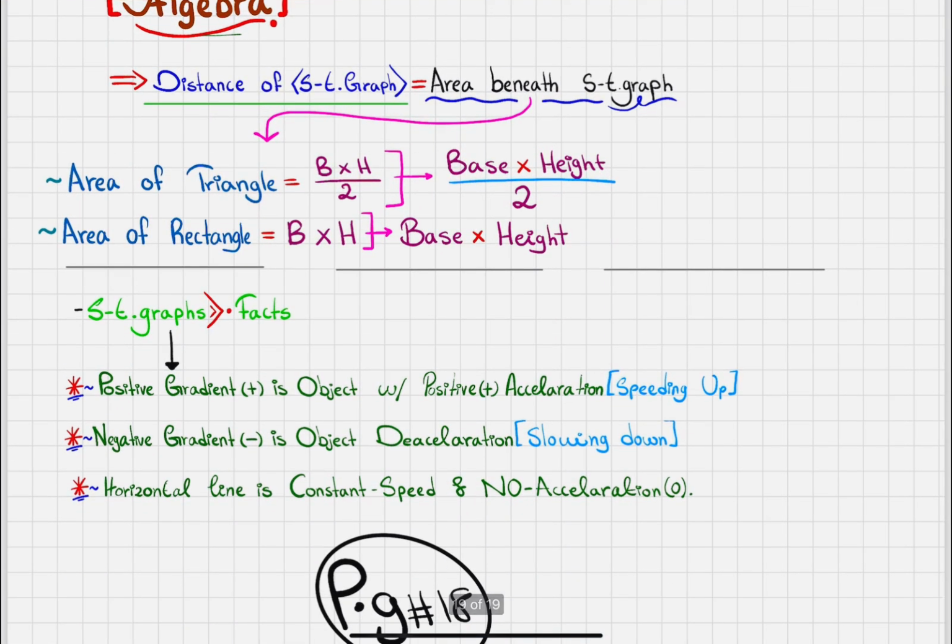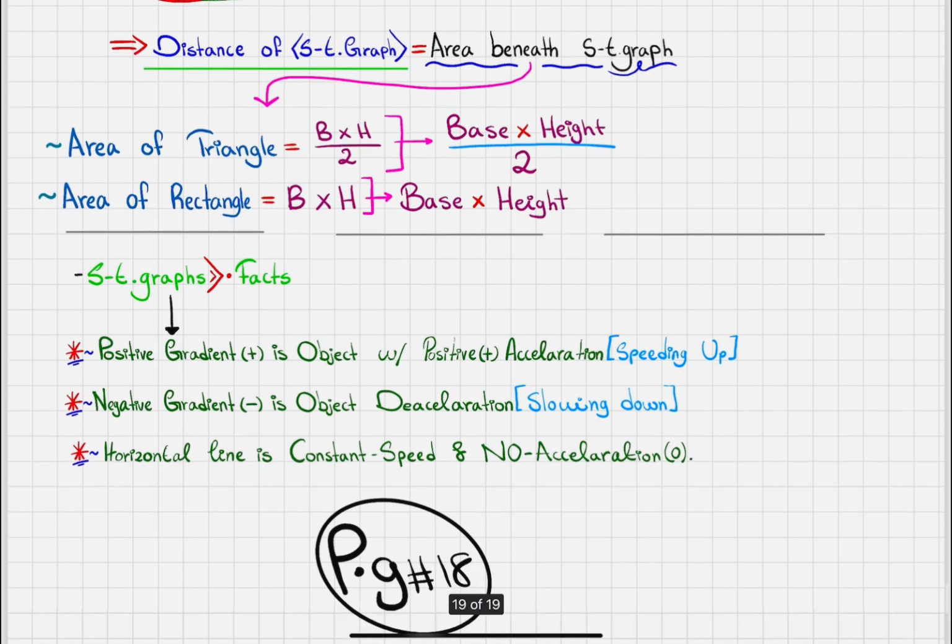Calculating the distance of a speed time graph. The distance of a speed time graph is the area beneath the speed time graph. Area can be of a triangle or of a rectangle. Area of a triangle is base times height divided by 2. Area of a rectangle is base times height.